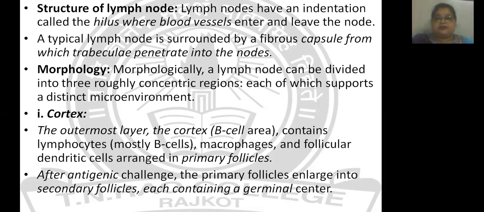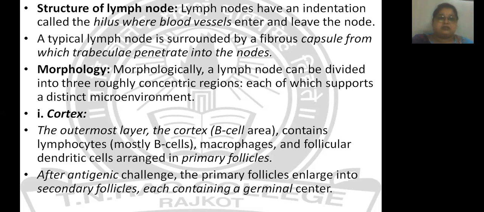The first structure is the cortex, which is the outermost part. The cortex is considered an area dominated by B cells. It contains mostly B lymphocytes, macrophages, and follicular dendritic cells, and they produce a specialized structure called the primary follicle. The primary follicle is the first region in which mature B lymphocytes interact with antigen and are converted into activated plasma cells. This process is called affinity maturation.